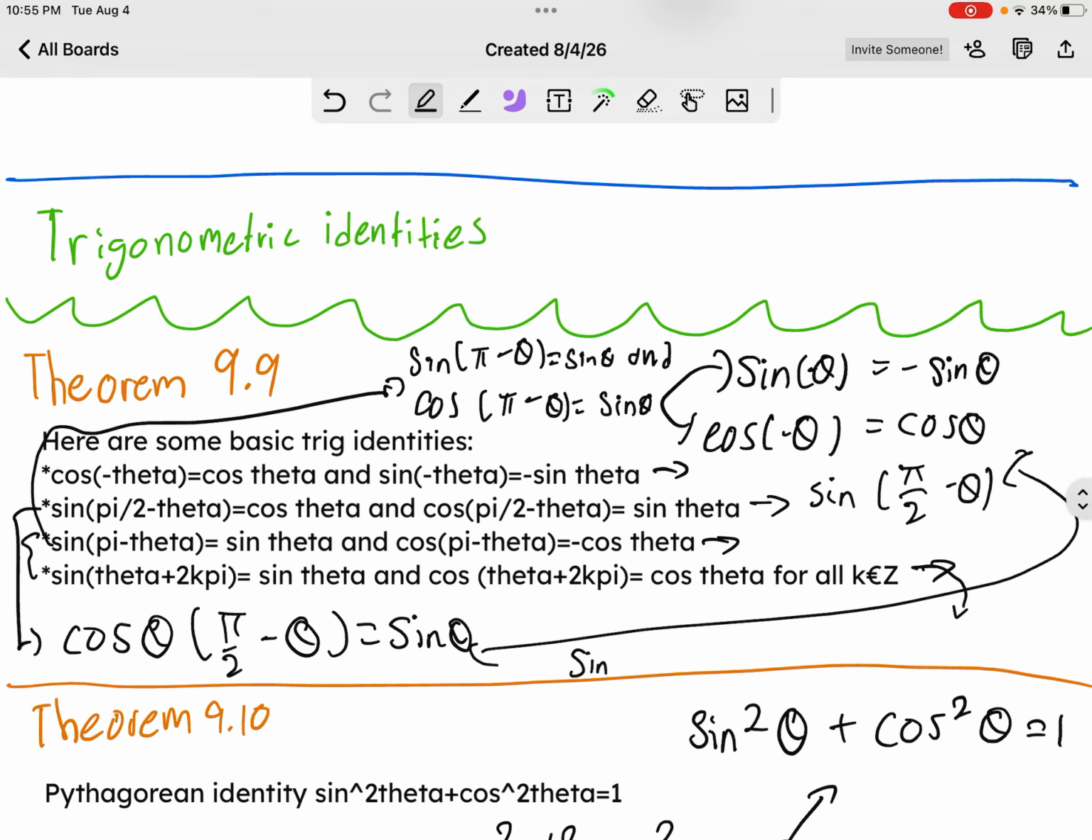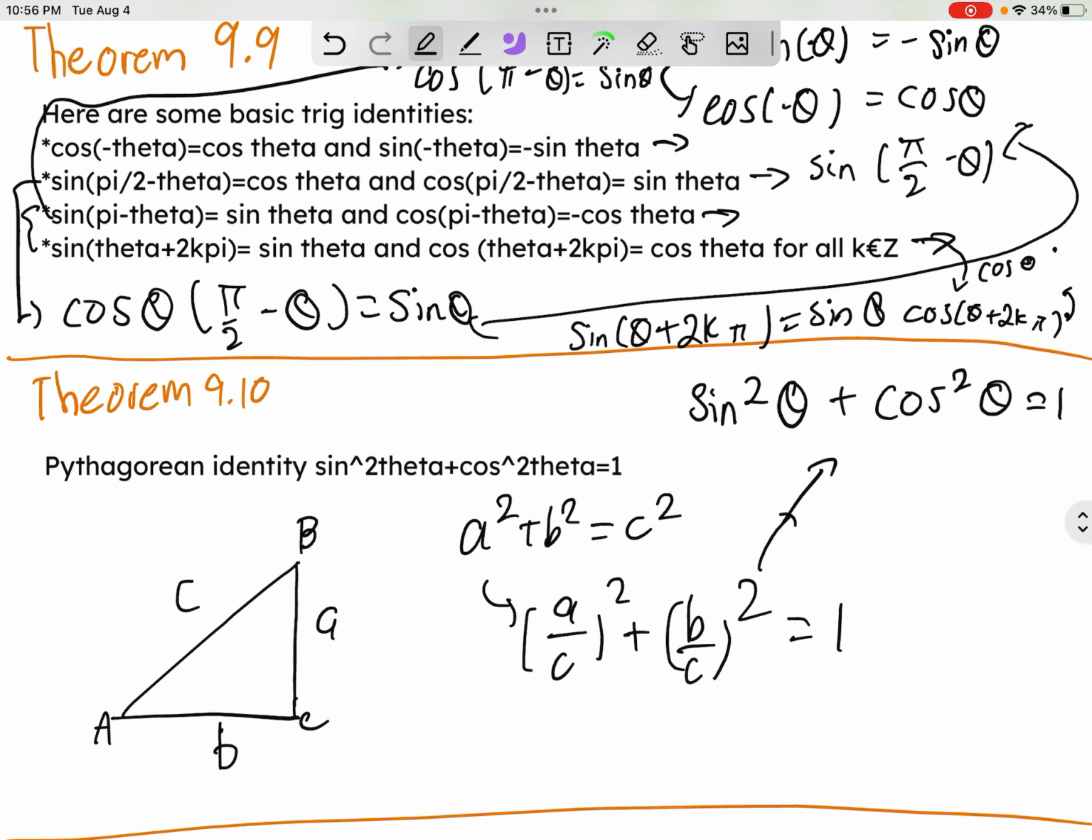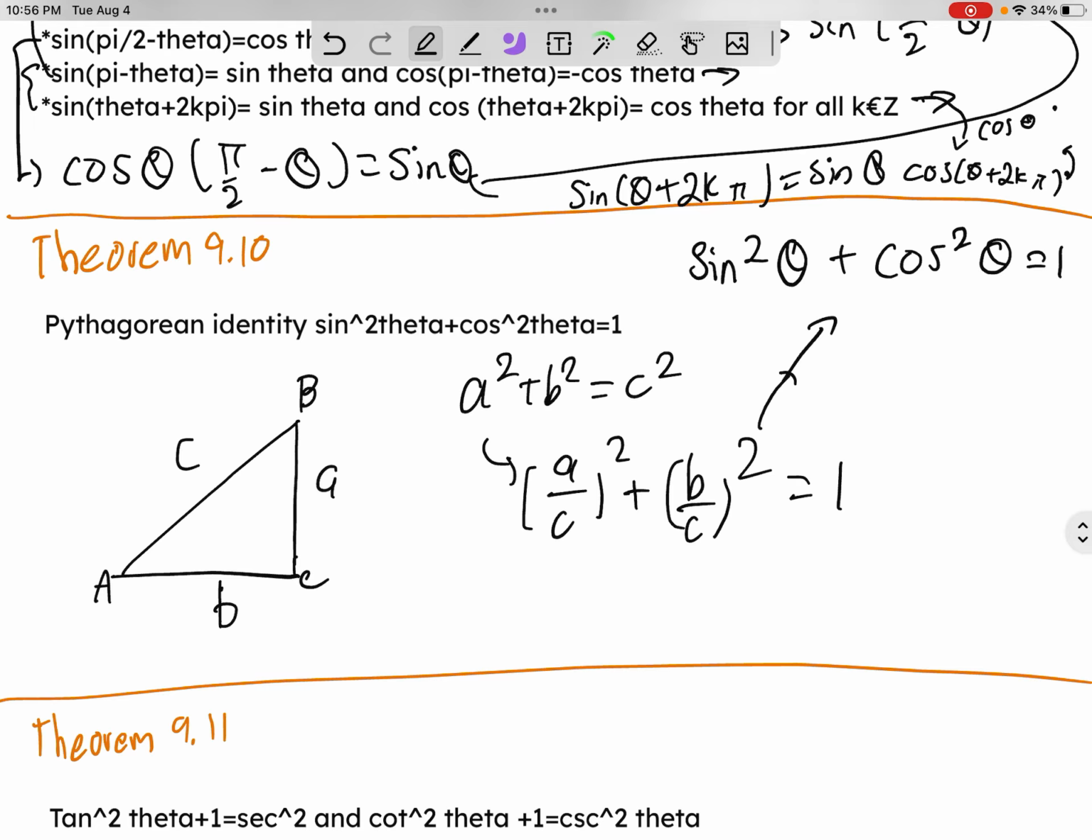Sine of theta plus 2k pi will be equal to sine theta, which will also be the reverse of cosine of theta plus 2k pi, which is then equal to cosine theta. Yeah, that's just theorem 9.9. So in theorem 9.10, it's going to be the Pythagorean identity. Really important.